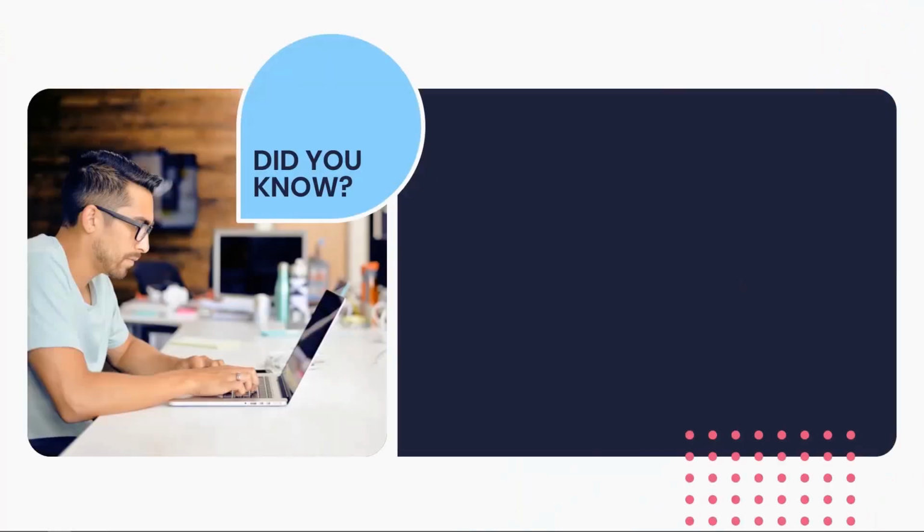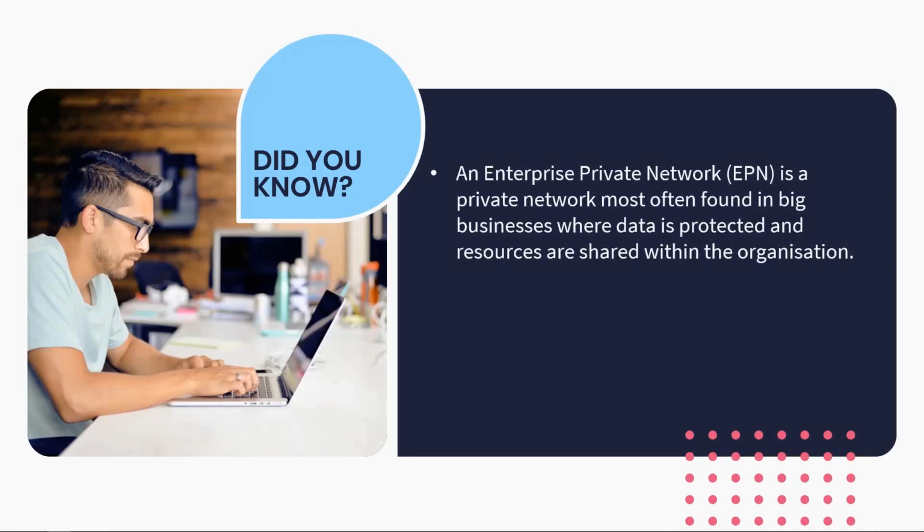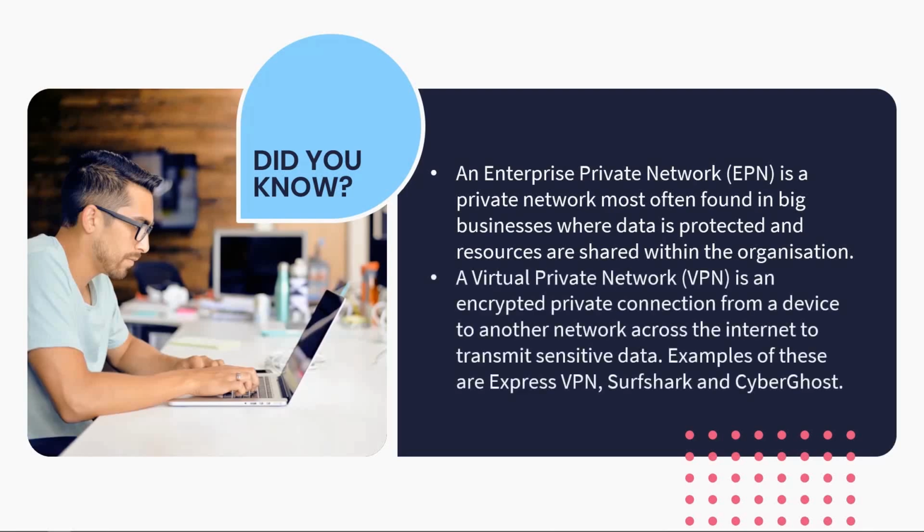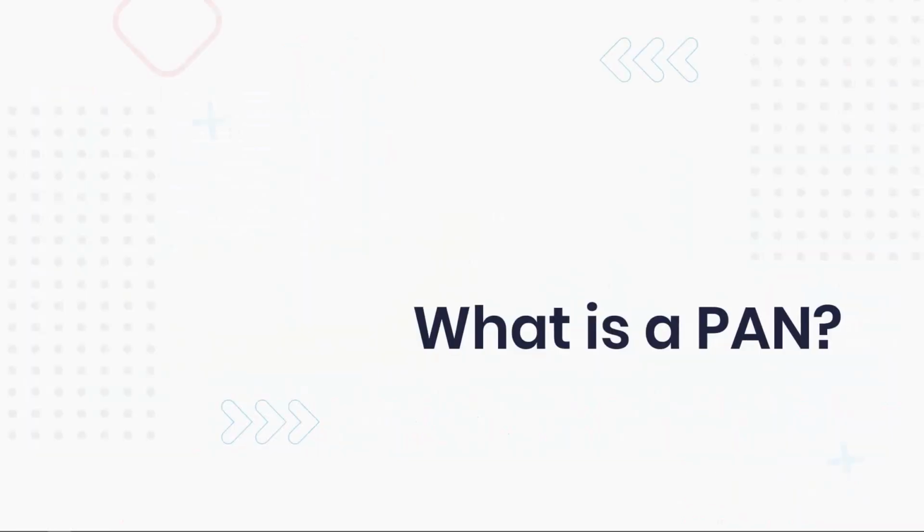As we are discussing different network types, you may not know that you also get various types of private networks. An enterprise private network, EPN, is a private network most often found in big businesses where data is protected and resources are shared within the organization. A virtual private network, VPN, is an encrypted private connection from a device to another network across the internet to transmit sensitive data. Examples of these are ExpressVPN, Surfshark, and CyberGhost. And that brings us to the last network we'll be discussing in this lesson.